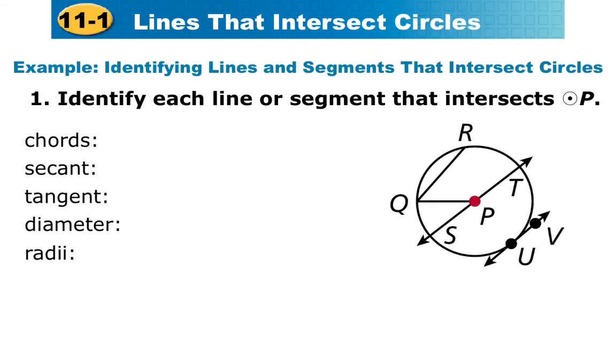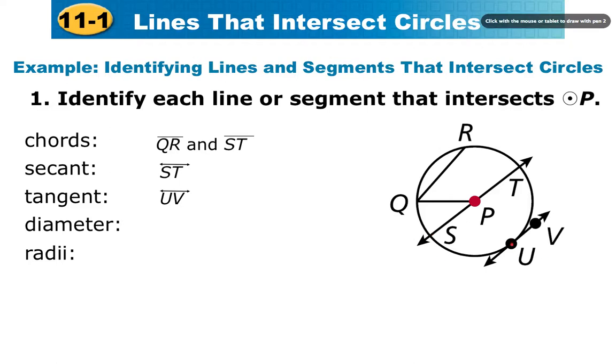Let's go with this first example. It says identify each line or segment that intersects circle P. Talking about identifying chords, these are the two answers. Refer to the definition. It should make perfect sense. Secant, ST. Again, refer to the definition. Tangent, SUV. And let's highlight the point of tangency for fun.